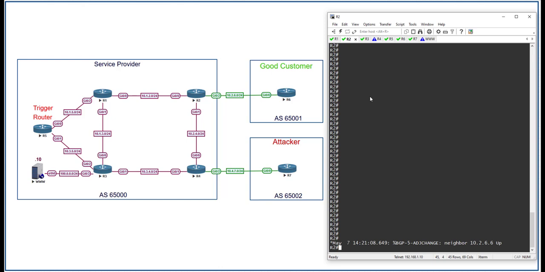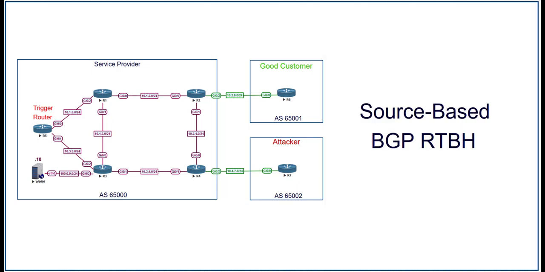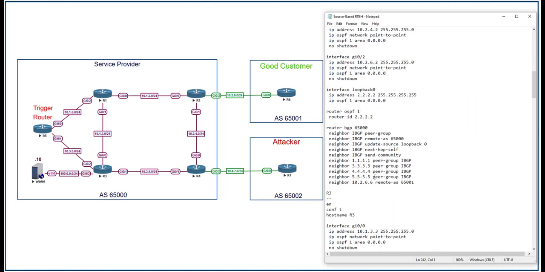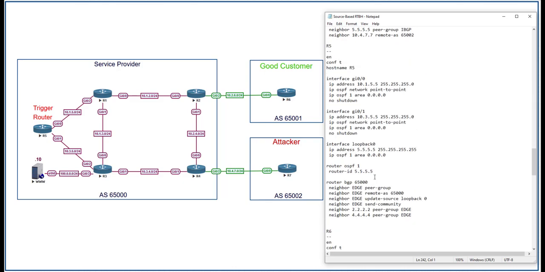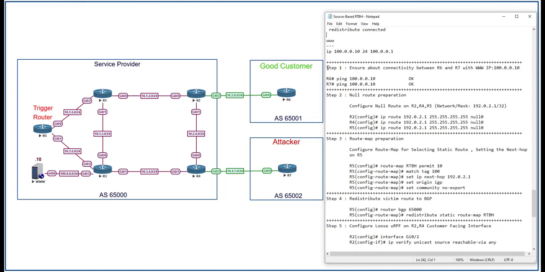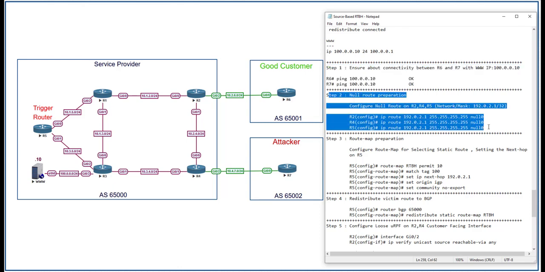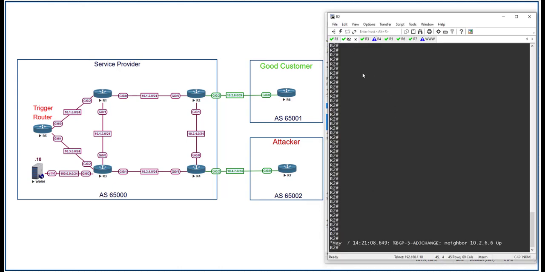Then in router 2 and router 4, you know that first we need to configure the black hole route, and also in router 5. Actually, in the text file, if you check step 1, you will see that we need to check connectivity between R6 and R7 and also the server. In step 2, that is our first step for configuration of source-based RTBH, we need to configure the null route or black hole route in router 2, router 4, and router 5, exactly the same as destination-based RTBH. Because of that, let me configure it here.